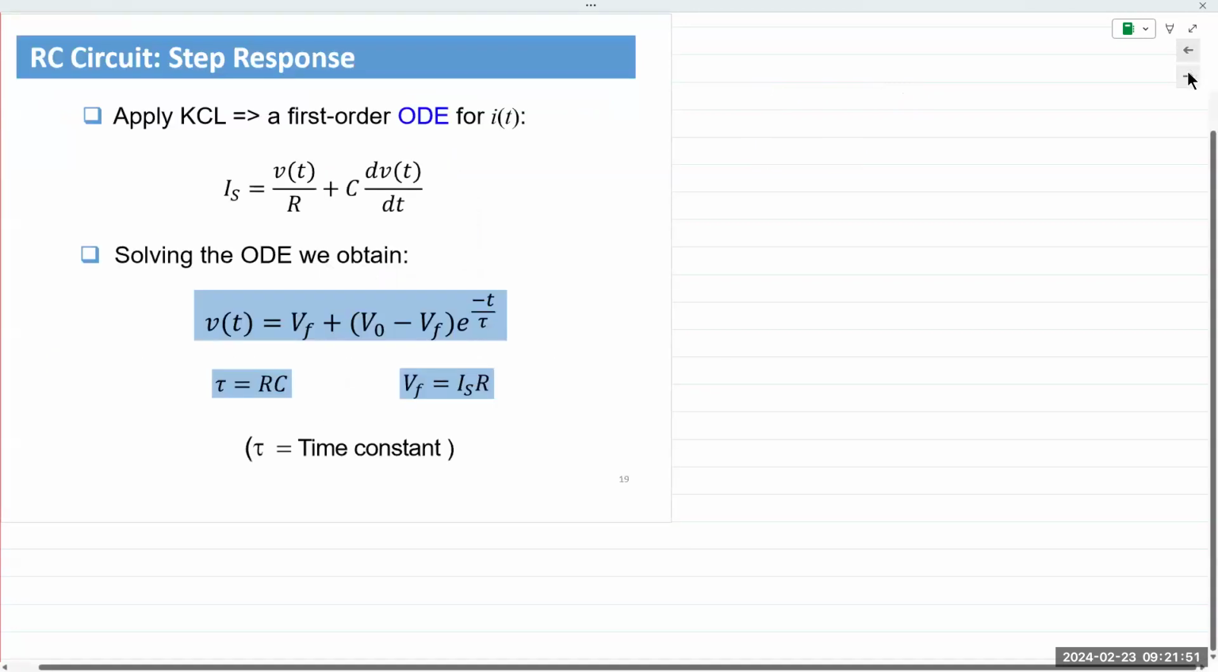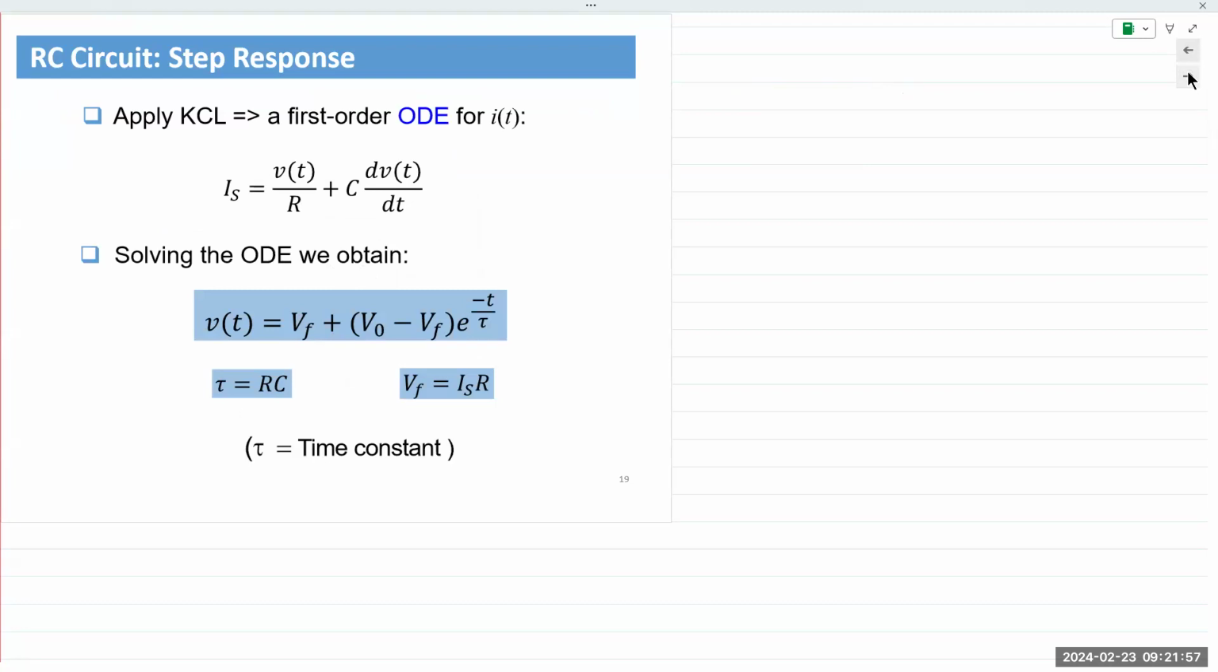Okay, same thing. We apply KCL. We obtain a first order differential equation. And in that natural response, one side of that circuit would be equal to 0. In this case, it is the current source IS. And so we obtain one extra term in our expression, and that would be VF.